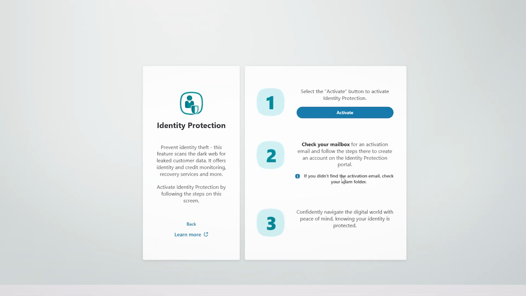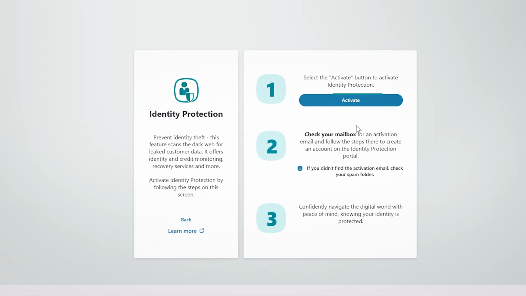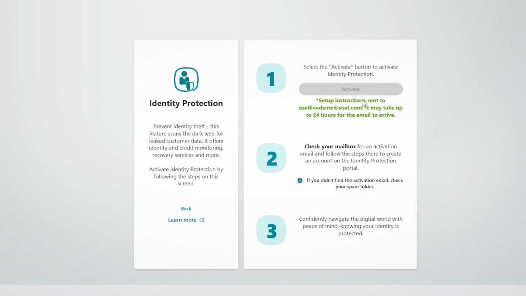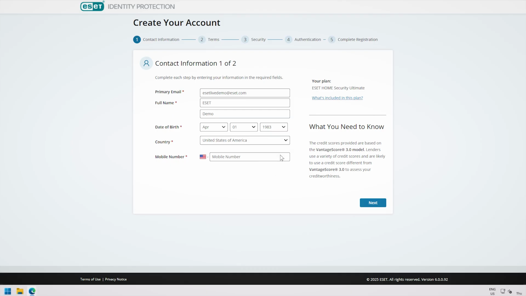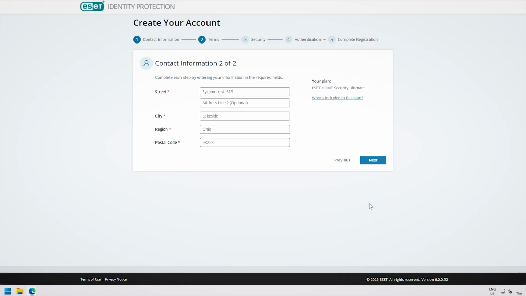Next, choose a subscription and then click Activate. You will then receive an activation email containing a link to a web portal. There, you will create a new account for your identity protection. Please note that this registration is separate from the one in ESET Home. Fill in the necessary information.